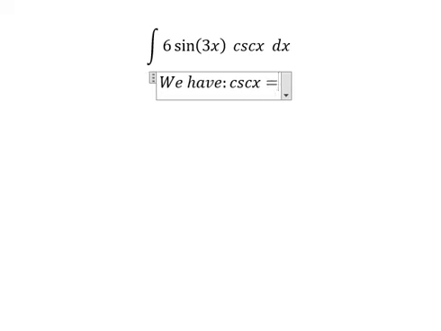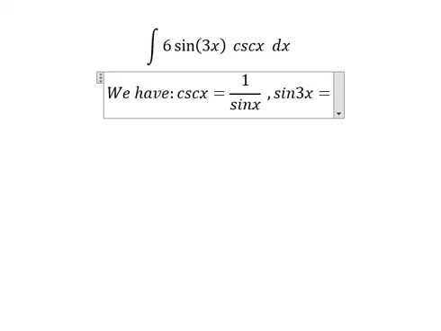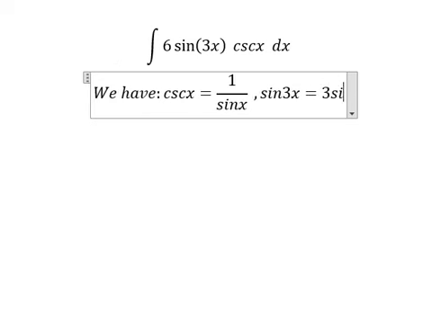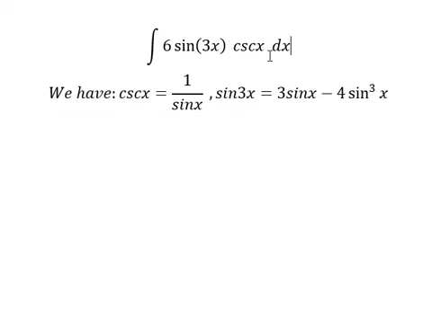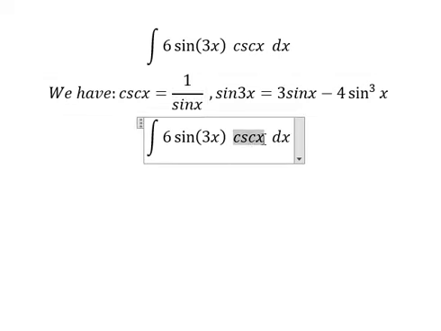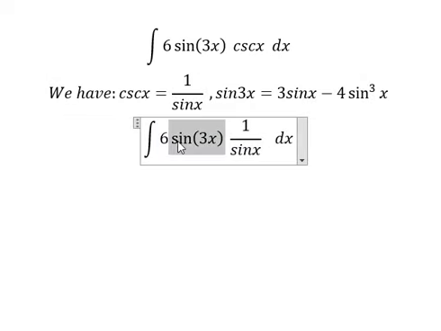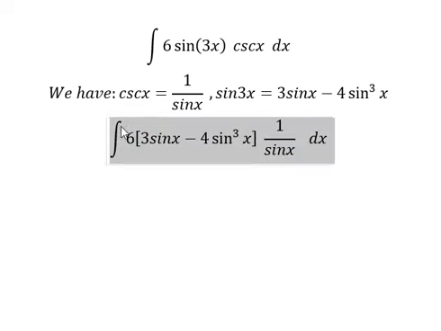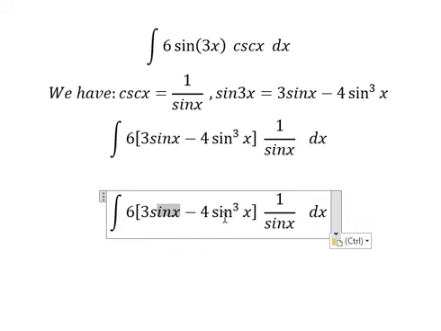Cosecant of x is 1 over sine x. Sine 3x, we have 3 sine x minus 4 sine x to the power of 3. So this one, we put this one gone here. This one we change for this one. Now sine x divided by sine x, to the power of 3 divided by sine x, we have like this.